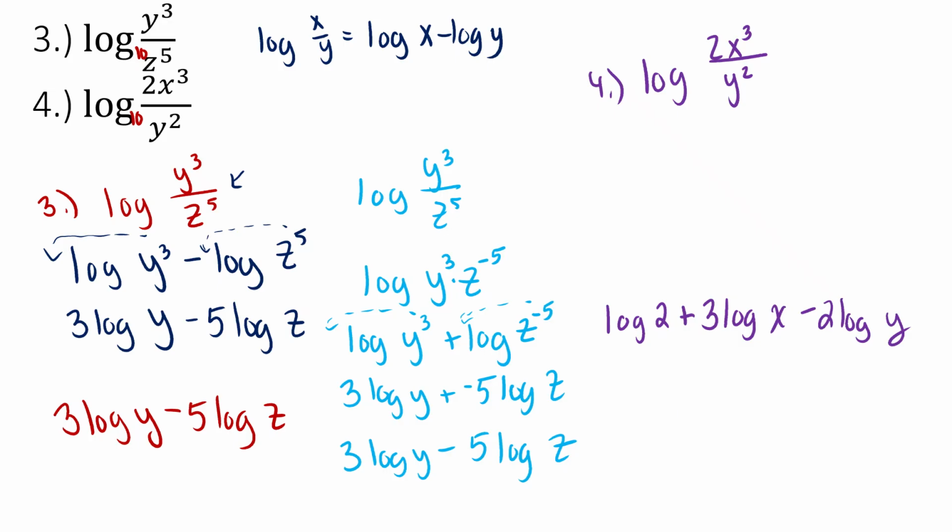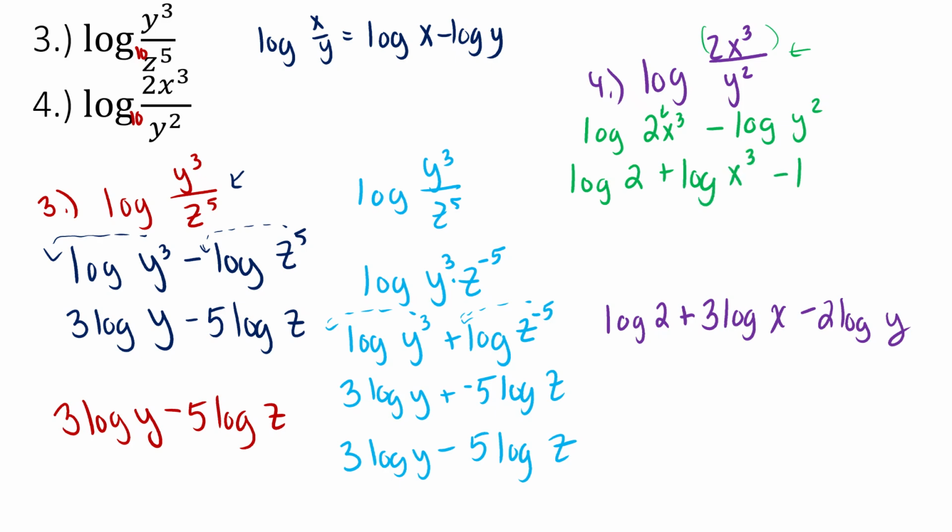If you need to, here is the breakdown for the work on that. So we would have, splitting it up with the division first, log of 2x to the third minus log of y squared. Then I might recognize, ooh, right there, that is multiplication. So that'll be log 2 plus log of x to the third. And then we'll just bring that log y squared down. And now I have my spots for my coefficients. So log 2 plus 3 log x minus 2 log y.